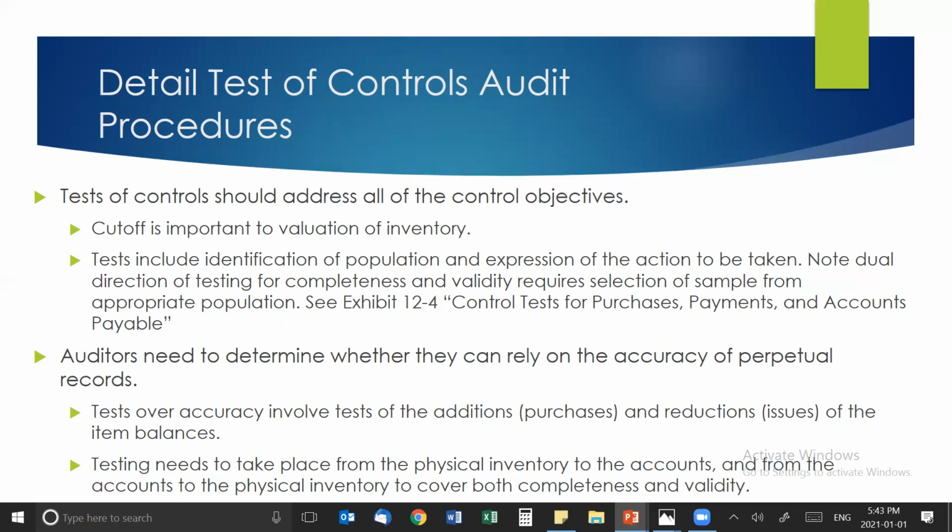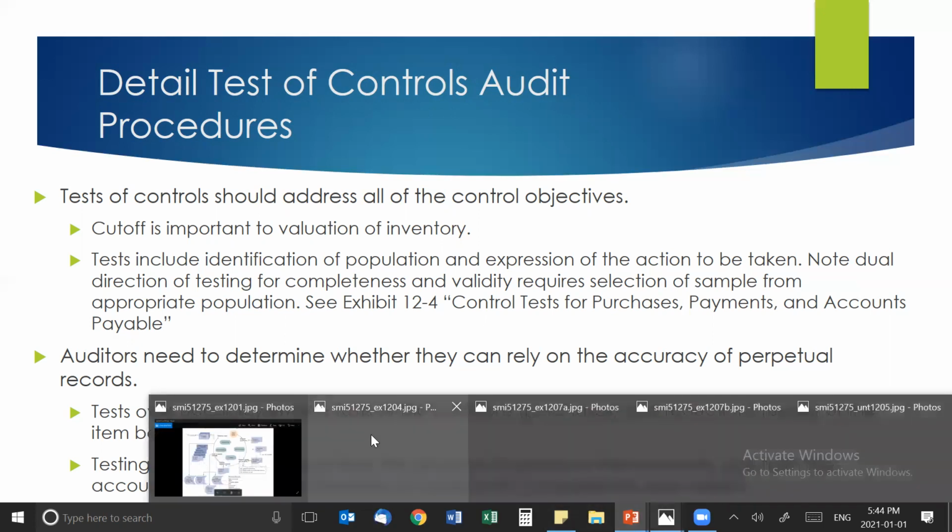So going from the warehouse floor and picking a sample of physical inventory to the inventory listing will satisfy completeness, and then the other way around from the listing to the floor would satisfy validity. So Exhibit 12-4 has some control tests. So let me just show you that.